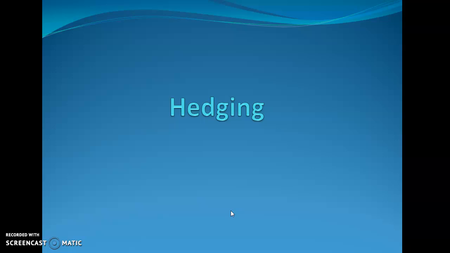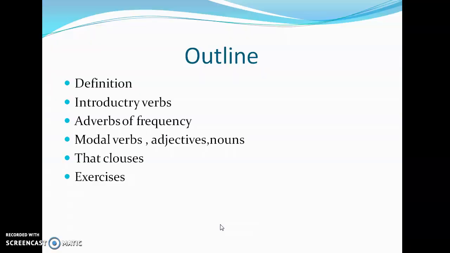Today's topic is using hedging language in academic writing. So our presentation will try to highlight the points of this topic. Firstly, we'll try to give the definition of the concept of hedging language, and then we'll try to show a little bit how to make hedging language in writing.